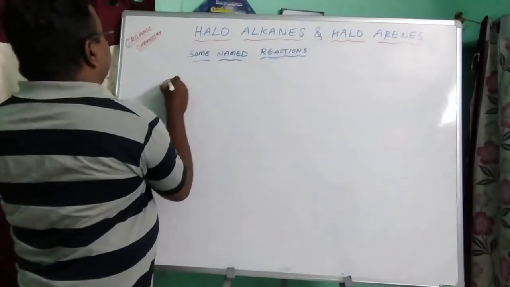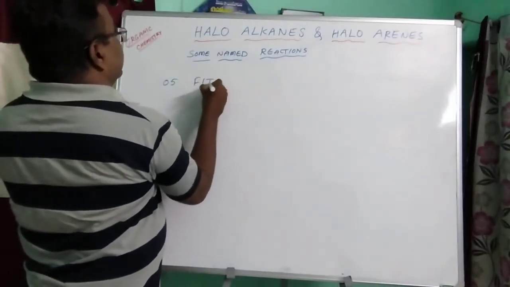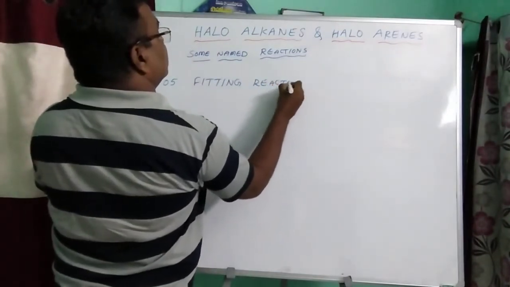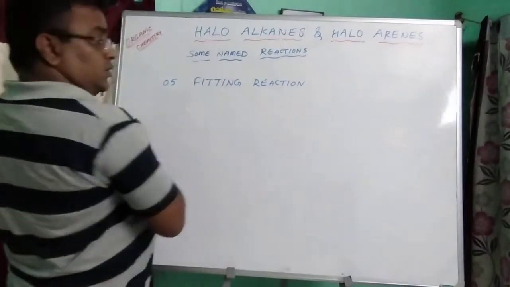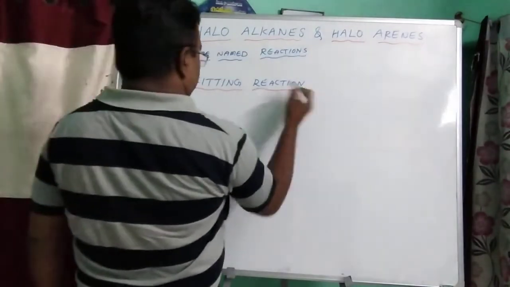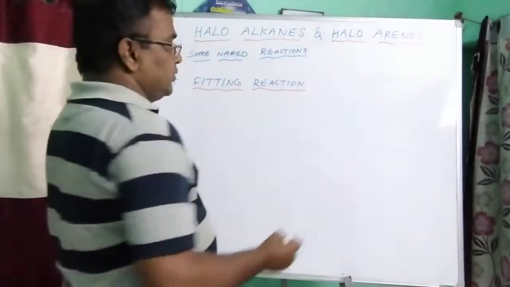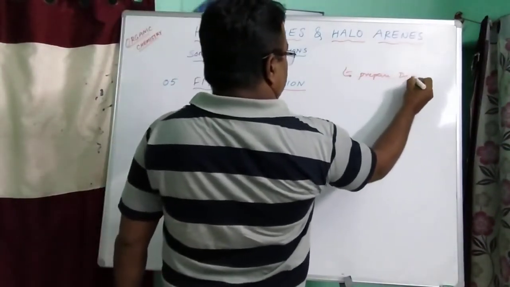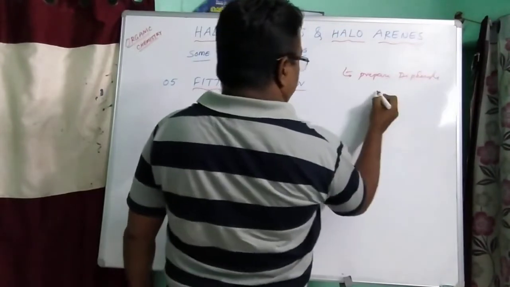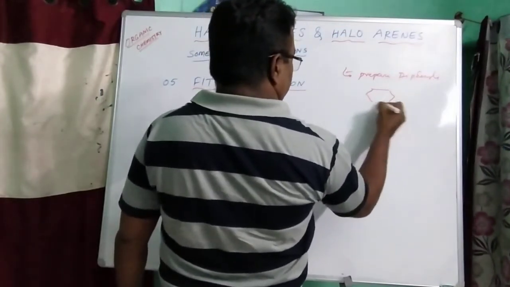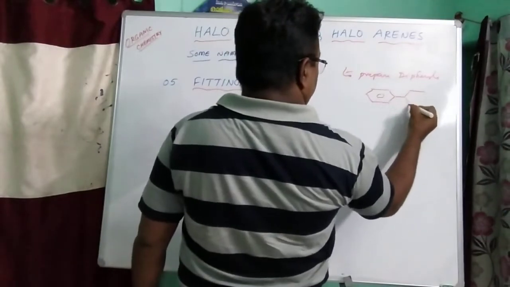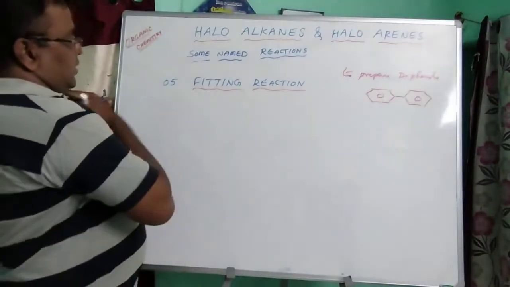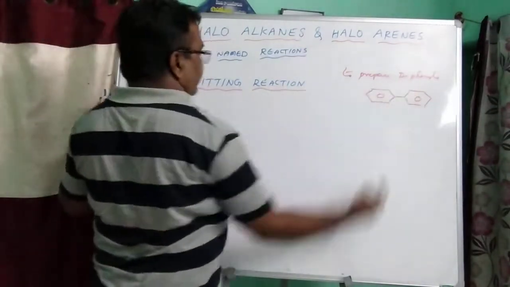The fifth reaction is Fittig reaction. So what is Fittig reaction? This reaction is used to prepare diphenyls. Diphenyl means 2 phenyl groups, each one phenyl. So this reaction is used to prepare diphenyls.